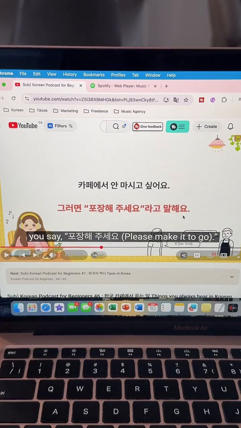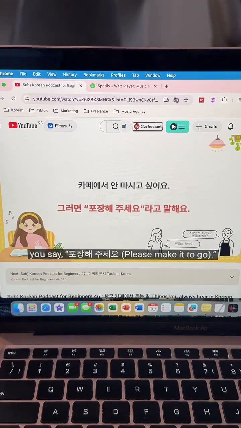And then 말해요 comes from the verb 말하다, to speak. So he's saying in that case, you say it like 포장해 주세요. Please give me takeout, okay? So that would be the translation of those 2 sentences. If you have any questions about those, please feel free to comment down below. But for now, let's continue with the next one.